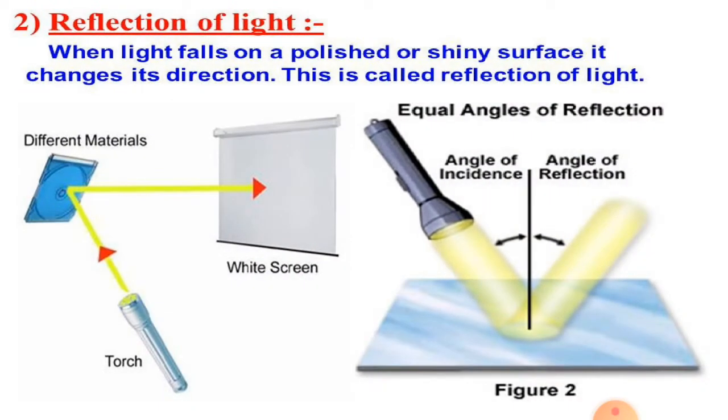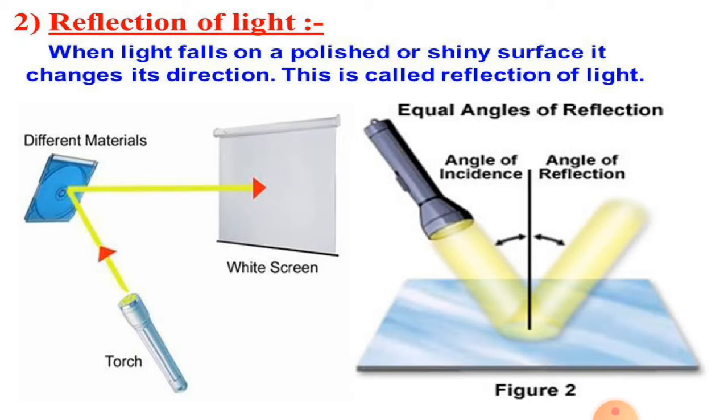So we can define reflection of light like this. When light falls on a polished or shiny surface, it changes its direction, and this is called the reflection of light. So we are going to know what the incident ray, reflected ray, normal, angle of incidence, angle of reflection, and point of incidence are. We are going to discuss all these terms one by one.